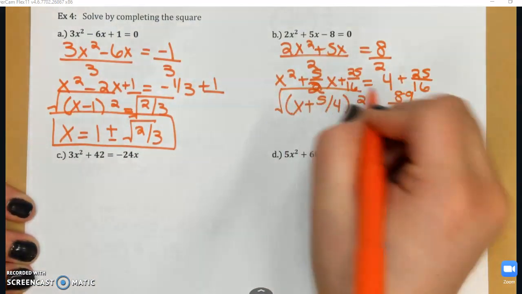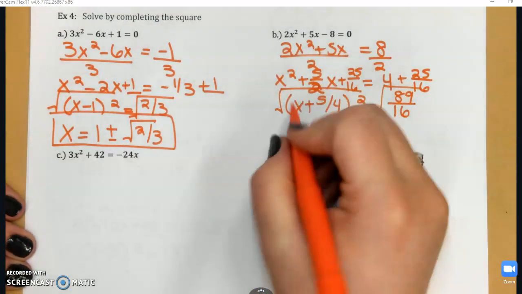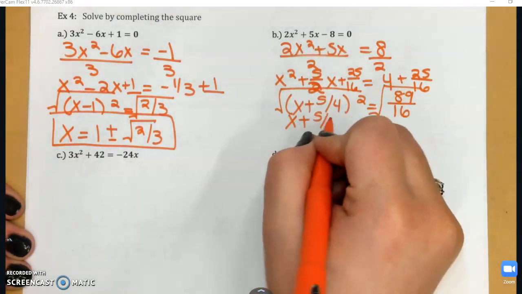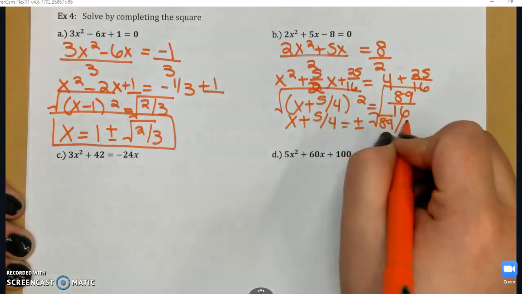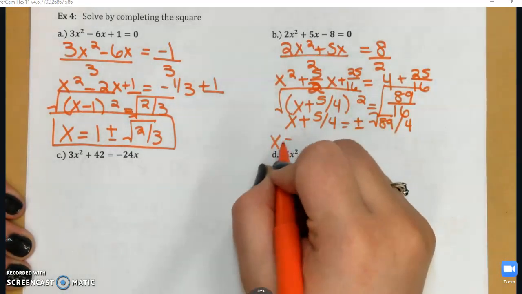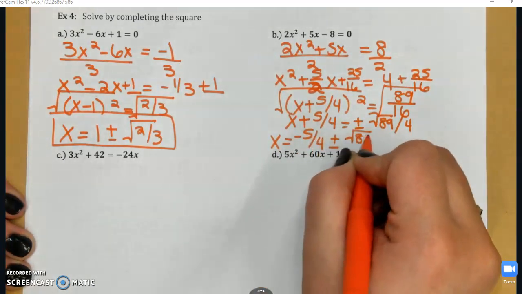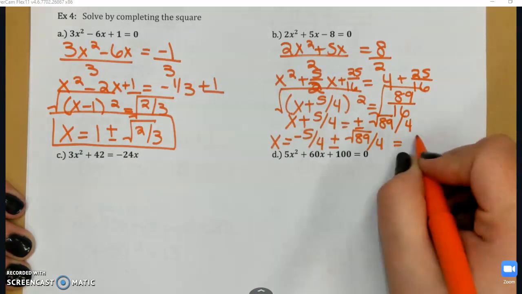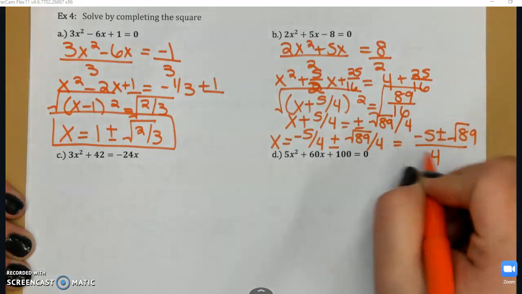Square root both sides. And again, 89 can't be simplified, but 16 can. So I'm going to have x plus 5 over 4 equals plus or minus the square root of 89 over 4. Move the 5 over 4 to the other side. And again, I can leave this as two separate fractions, or I can make them a single fraction because they have the same denominator.